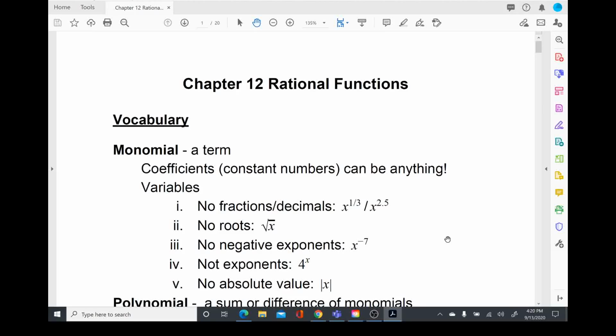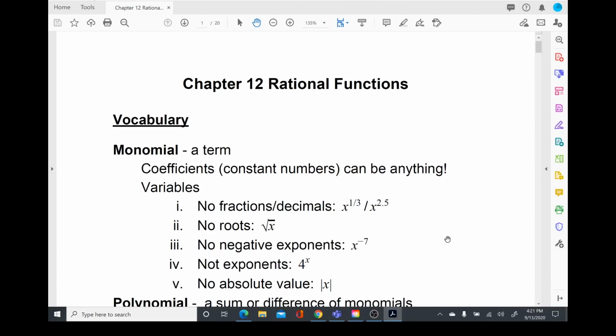Chapter 12, Rational Functions. We'll first start with some vocabulary. A monomial, mon meaning one, is a single term. It can be made out of coefficients or variables. It can also be made out of coefficients and variables.